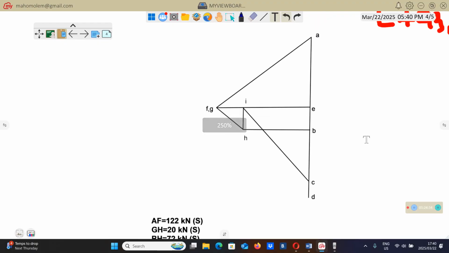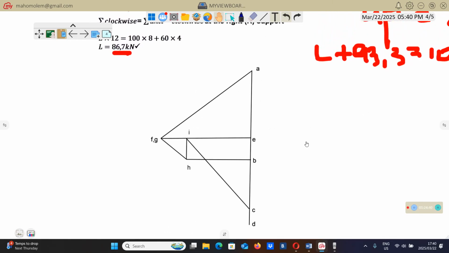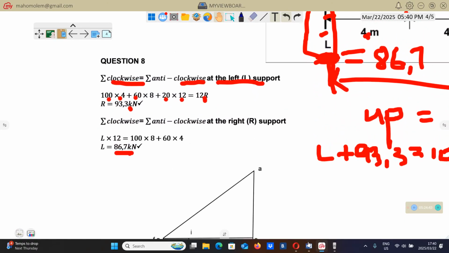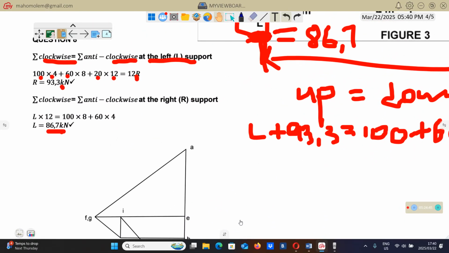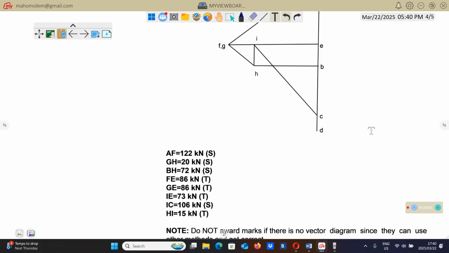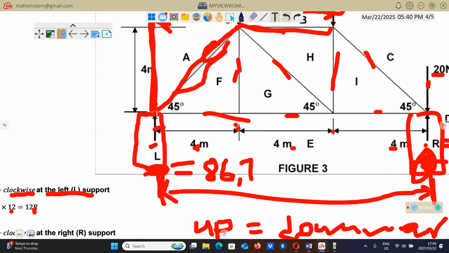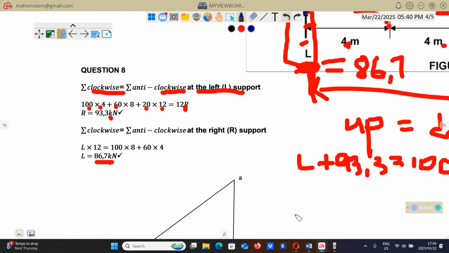Some of you think that by plotting this vector diagram, you've answered the question. No, we didn't answer the question. The question is to determine the magnitude in members. So by just drawing this, you didn't determine the magnitude. You didn't tell us that member AF will carry this much. You must tell us how much load this member from here to there, which is AF, is going to carry. You must tell us how much member GH is going to carry. All these members, like they did here.